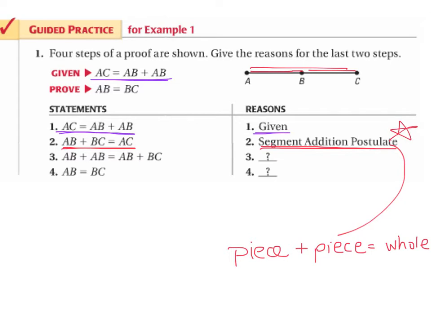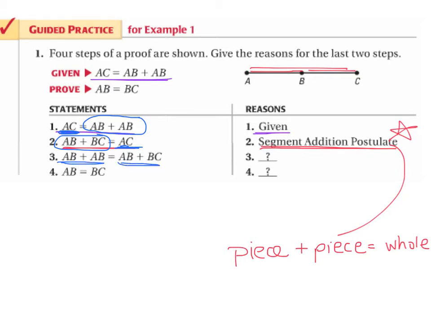So if you don't remember that one, write down your definition so you can remember what it is. So next, what you want to notice is that since AB right here is the same as AB right here, think of your transitive property, how you have two parts that match up together, and then we can say that the other pieces are going to be equal to each other.